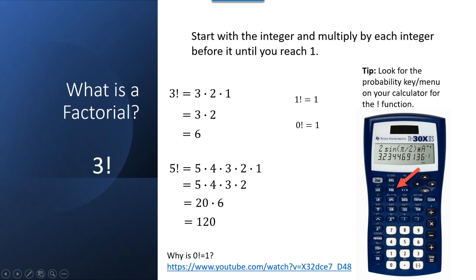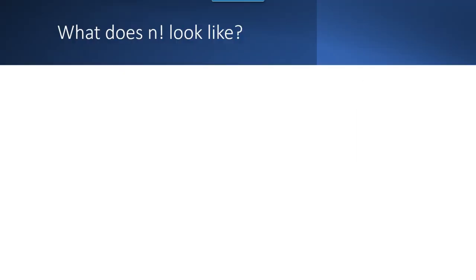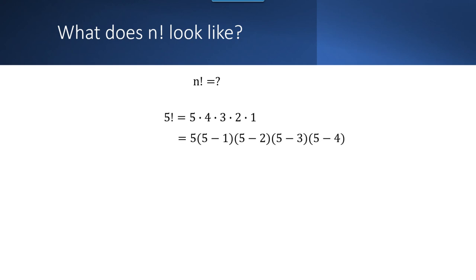So this is all great when you're dealing with a number in a factorial, but what if I have something like n factorial? How can I work with that and simplify things algebraically? So it helps to go back to one of those examples. For instance, 5 factorial. I could rewrite this and think about it a little differently as 5 times 5 minus 1 times 5 minus 2 times 5 minus 3 times 5 minus 4.